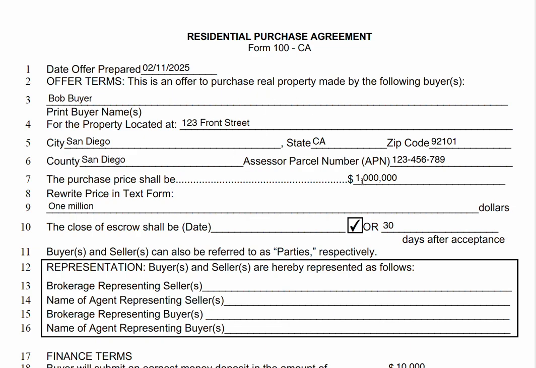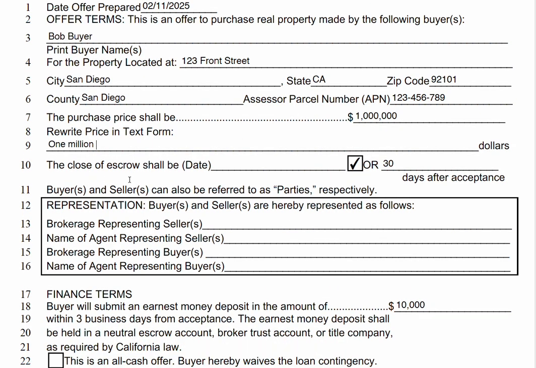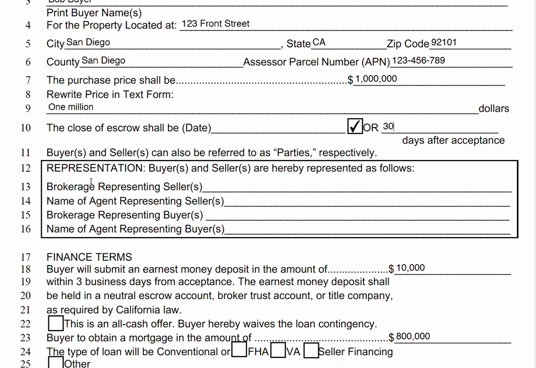Purchase price shall be, we write it in numerically here, and then we write it in a text value. And it's redundant for the reason of preventing any miscommunication. You don't want a typo or something to throw this off. So that's why it's written twice in two different ways. Close of escrow, you can write in a calendar date here, definitive closing date, or check this box and write in 30, which is fairly customary.